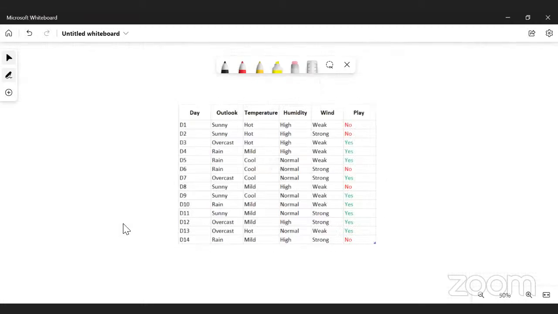Okay, so now you can find the Gini index for categorical variable, for numerical variable as well, right? So this is all about classification problem.